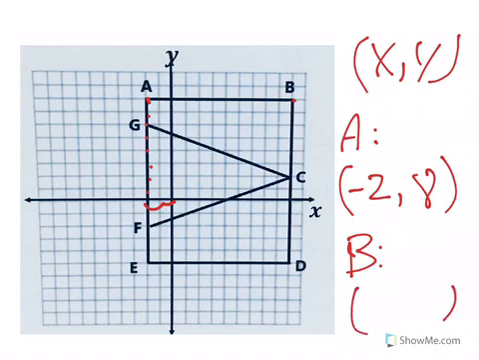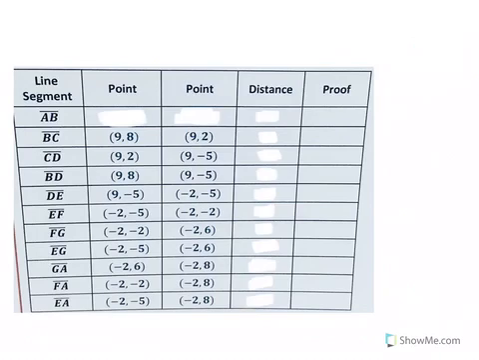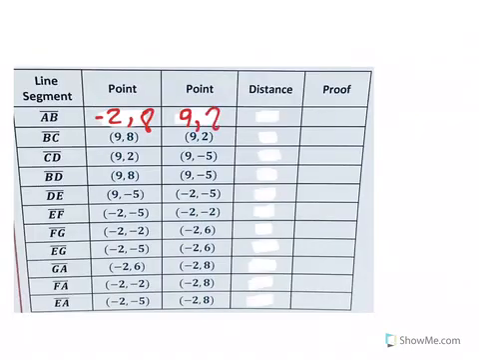Point B then is at 1, 2, 3, 4, 5, 6, 7, 8, 9 over to the right, so it's positive 9. Then we're going up 1, 2, 3, 4, 5, 6, 7, 8. So it's (9, 8). We knew the y coordinate was going to be the same because it's on one line straight across. So we fill in our points, (-2, 8) and (9, 8). And we want to find the distance between the two.